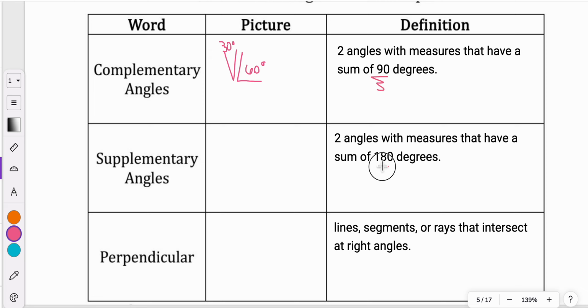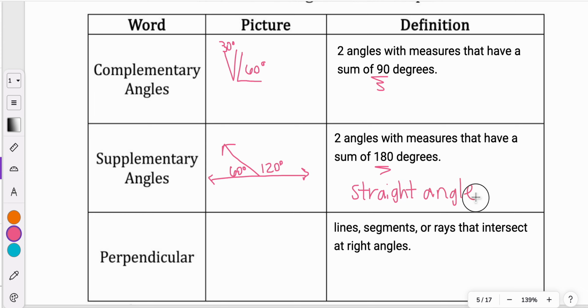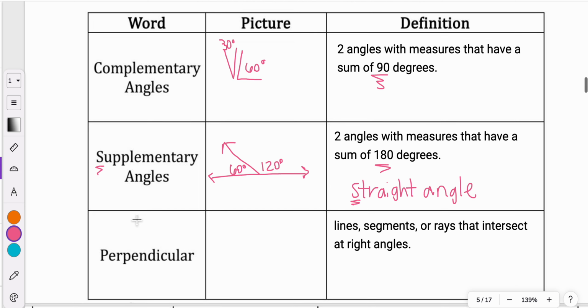Supplementary angles are two angles that, when added together, have a sum of 180. So maybe we have a 60 degree and a 120 degree angle. Those are going to be added together to 180, so it'd be considered supplementary. Or a straight line, a straight angle. That's one way I remember supplementary: supplementary and straight both start with the letter S.